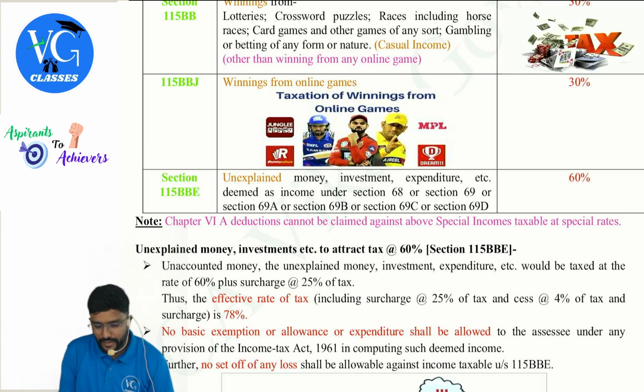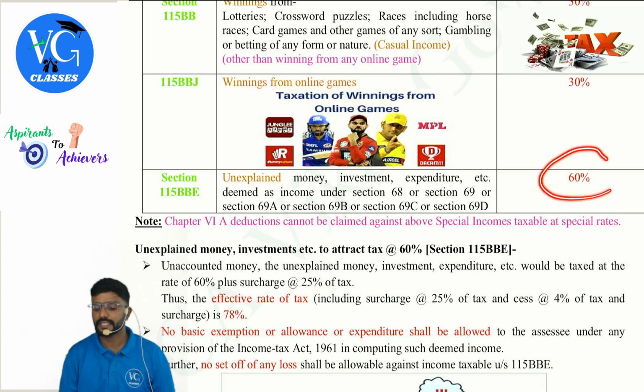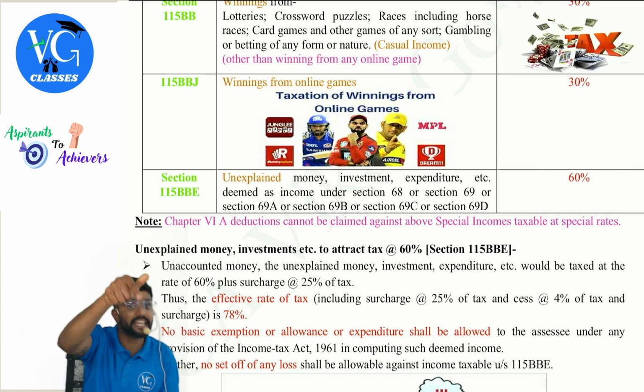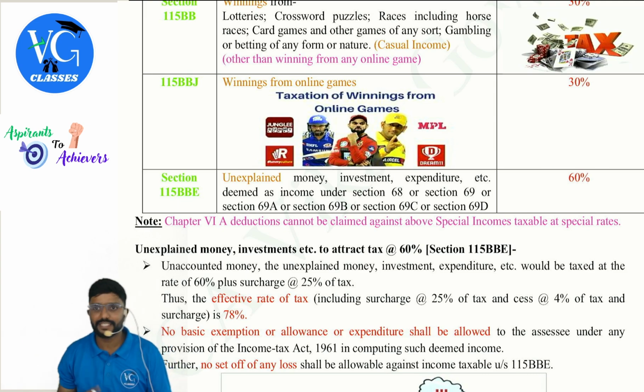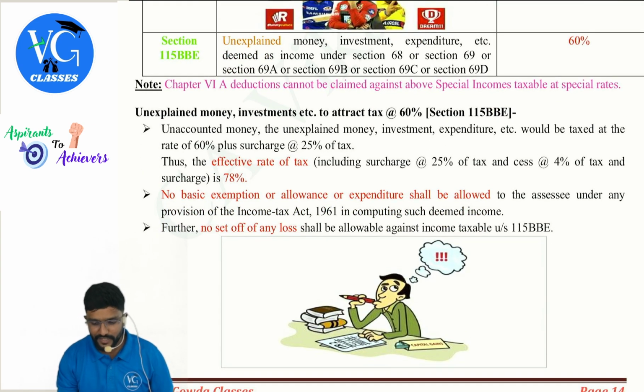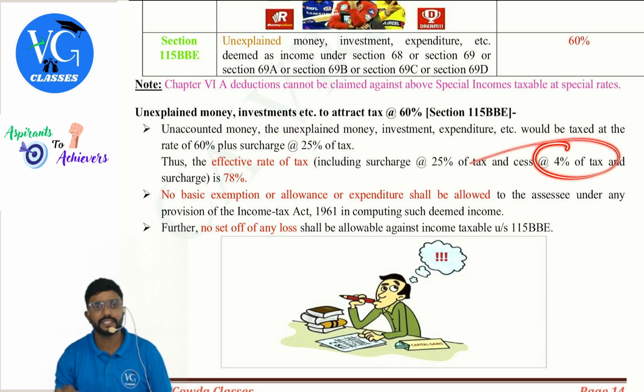Let me read it. Unexplained money, investment, expenditure, etc. deemed as income under section 68 or section 69 or section 69A or section 69B or section 69C, 69D. Did we cover all this? Cash credits, unexplained investments, unexplained expenditure. Learned, na? So these are taxable at what rate? 60% in the year in which it is detected. Clear? Sir, is it only 60%? No. Government wants more. 25% surcharge plus 4% cess. Effectively, the rate comes to 78%.